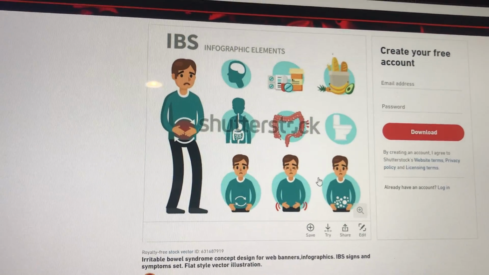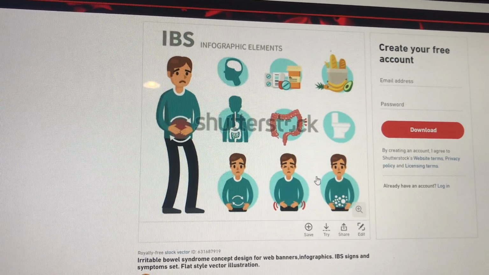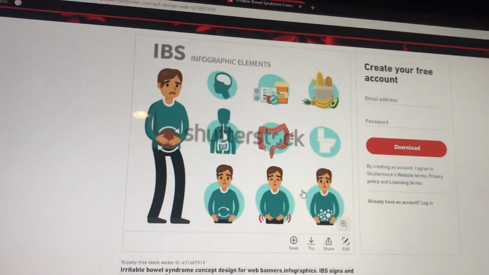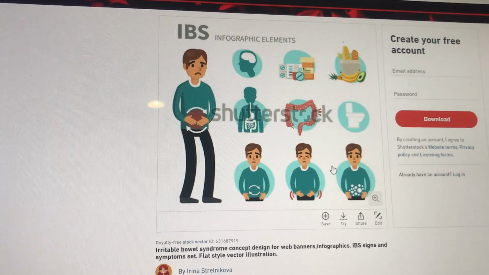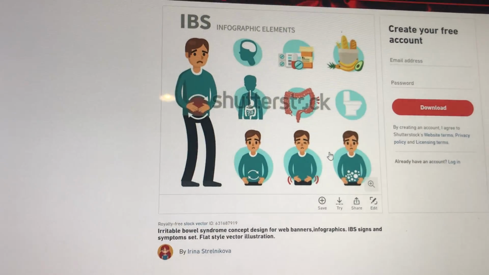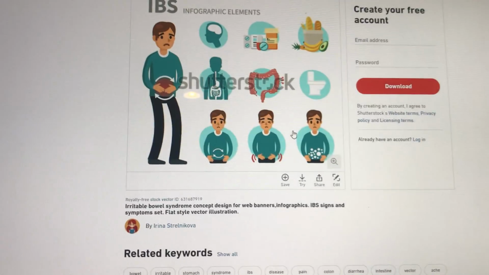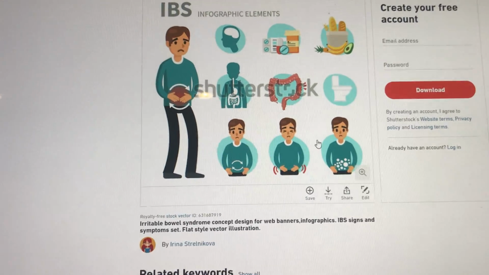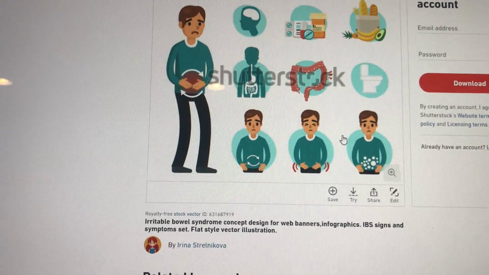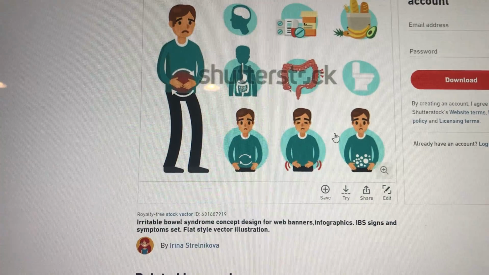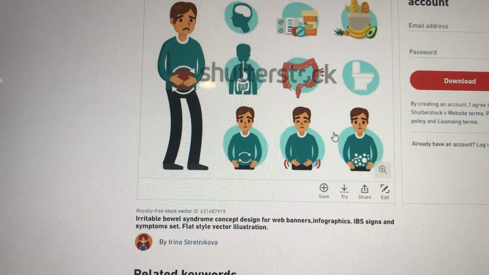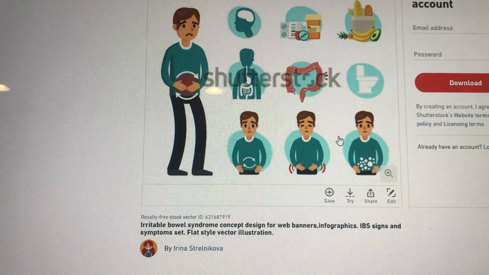The pathophysiology of irritable bowel syndrome is it occurs due to repeated pain in your abdomen, and sometimes there may be changes in your bowel movements. And some of the signs of irritable bowel syndrome are diarrhea, constipation, or the patient can have both diarrhea and constipation.